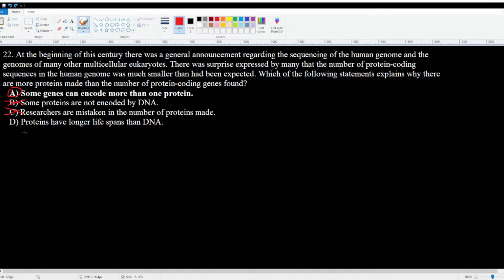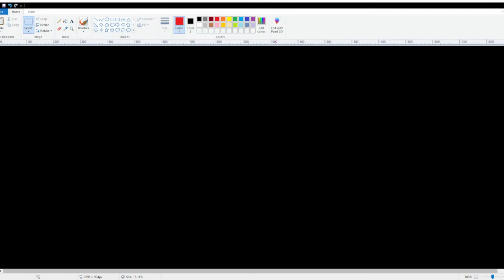Researchers have not made mistakes in this question anyway. Okay, so in this question, this is not the right answer. And D, proteins have longer lifespans than DNA. That is not true. Typically, DNA is going to last longer than a protein because of how much better protected it is, right? So number 23, moving on.